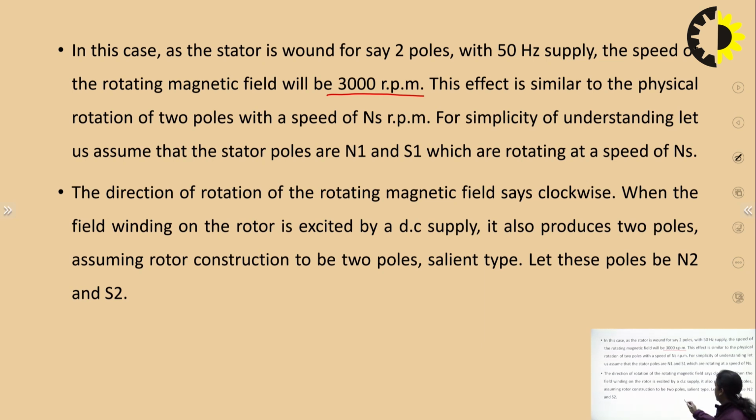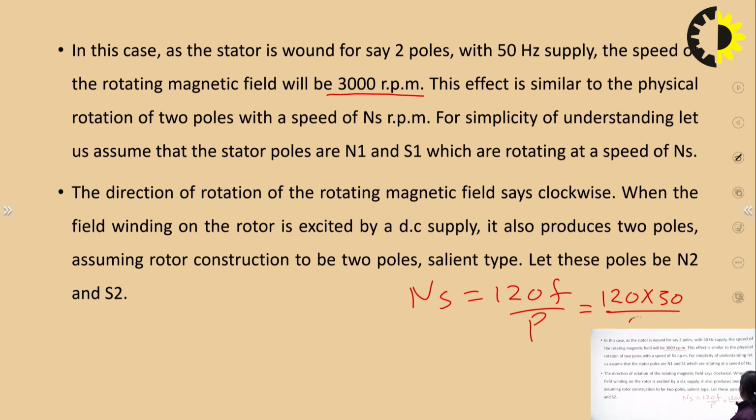So how can we calculate it? We know that Ns is equal to 120 f by P, right? So this will be 120, f is given as 50, and P is 2 poles. So here we get 3000 rpm. So the speed of this rotating magnetic field will be 3000 rpm for the case we have considered here, right? This effect is similar to the physical rotation of 2 poles with a speed of Ns rpm.